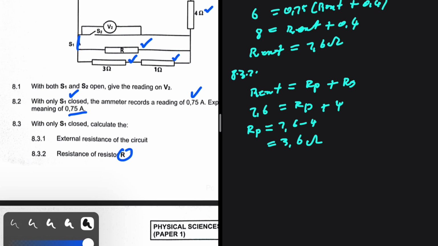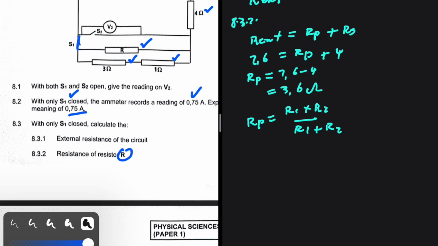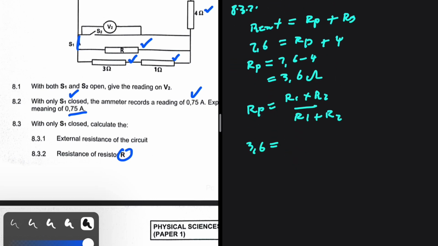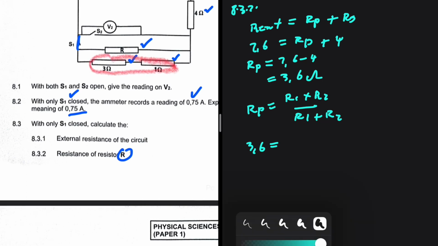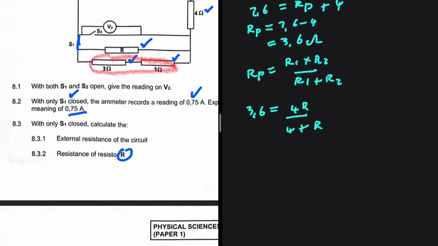Now we can go ahead and find the resistance of resistor R. RP is equal to R1 multiplied by R2 divided by R1 plus R2. So 3.6 will be equal to R1, the total resistance on this path. That is 4 ohm, right? So we're going to have 4R divided by 4 plus R. 3.6 multiplied by 4 is 14.4 plus 3.6R is equal to 4R.